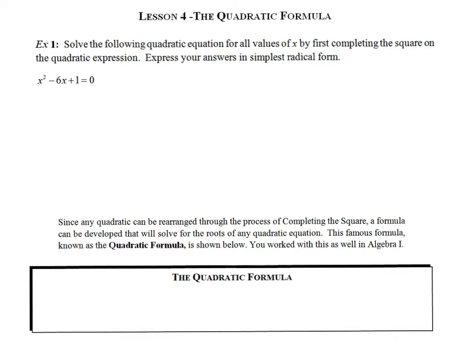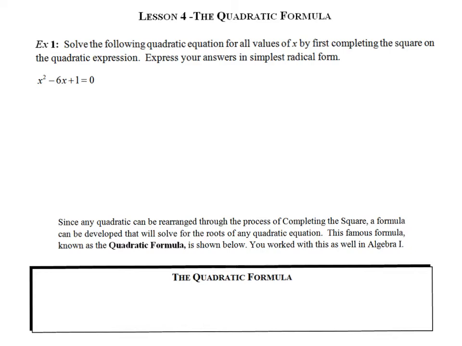We're going to start with exercise number 1, where we're going to solve the quadratic equation that we're given by using the method of completing the square. So the quadratic equation that we have is x squared minus 6x plus 1 equals 0. So let's remember how to do the method of completing the square.